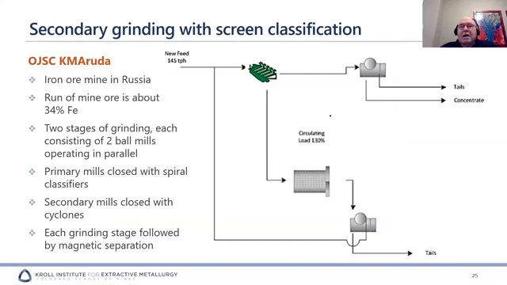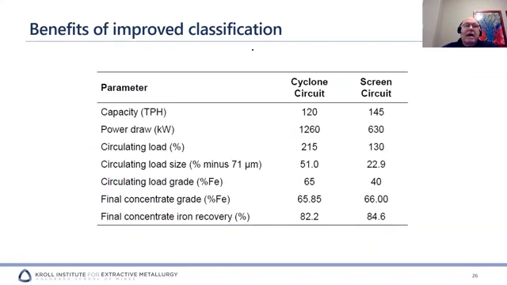And this is a grinding circuit where they took a cyclone out and put in a screen and then looked at the performance. When they did that, they were able to increase the capacity. You can see that went up. You can see the power draw went down. You can see the circulating load. Remember, we talked about circulating load in grinding circuits. That came way down. The circulating load on the minus 71 microns came down low.